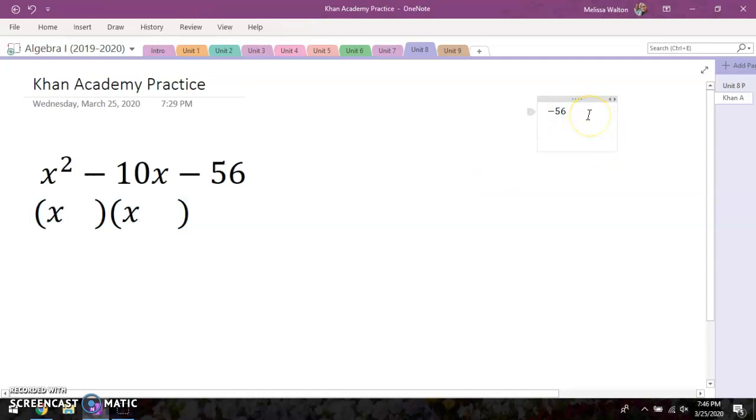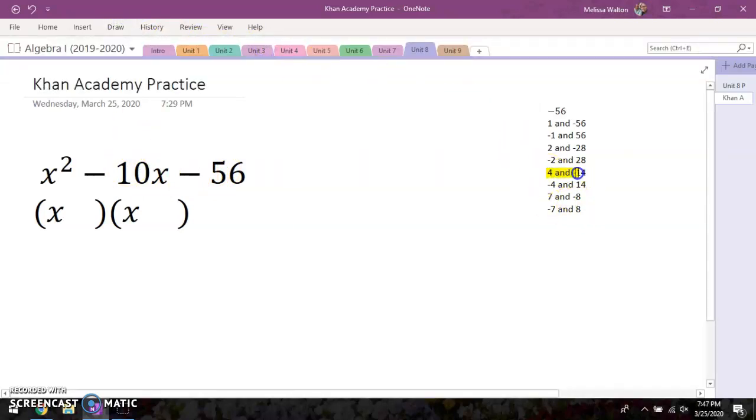Now, over here, I'm going to go ahead and start typing a few of them. I have 1 and negative 56, negative 1 and 56, 2 and negative 28, negative 2 and 28, 4 and negative 14, negative 4 and 14. And then finally, I have 7 and negative 8, and negative 7 and 8. All of those multiply to negative 56. Now, which ones add up to a negative 10?